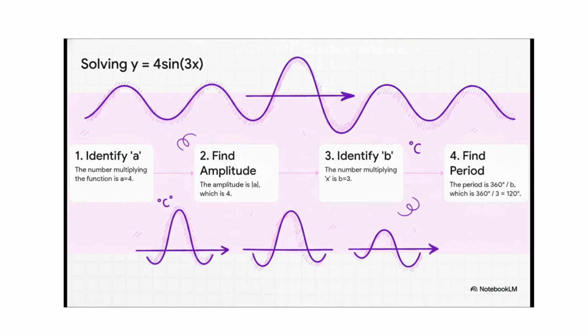Okay, let's look at this one. Y equals 4 sine of 3x. We don't have to guess, we just apply our rules. Step 1, look for the a value. That's the number out front. It's 4, so the amplitude is 4.